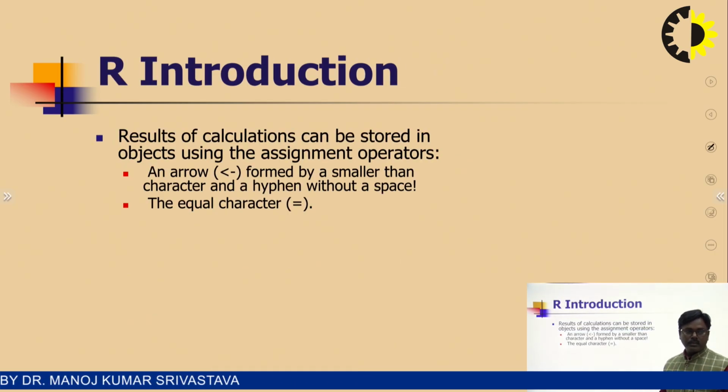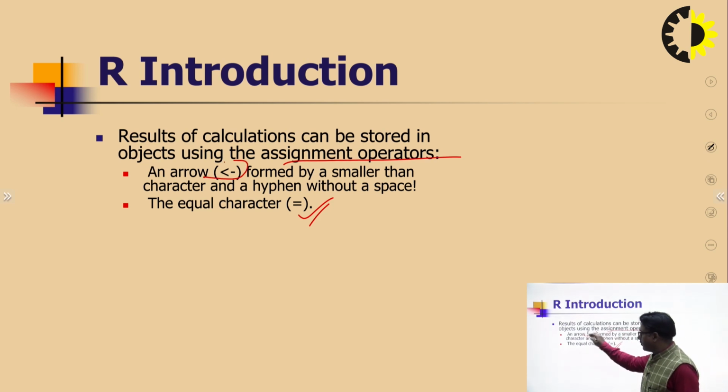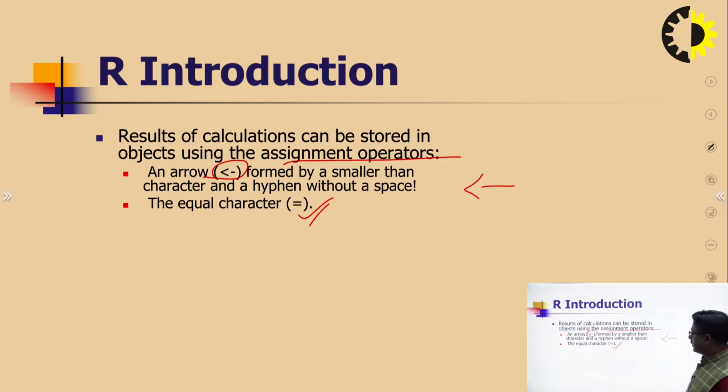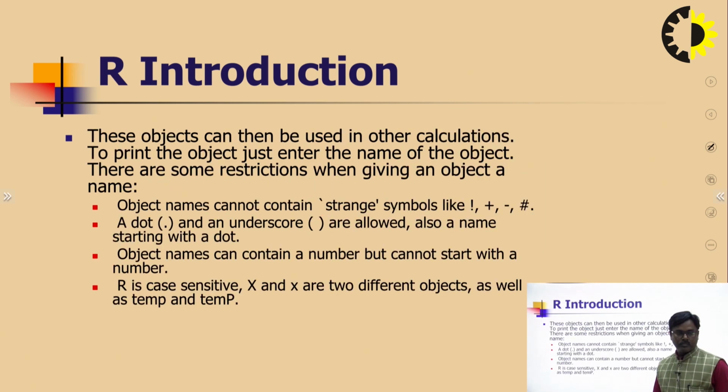Now results of calculations can be stored in an object using the assignment operator. This is very important. The equal character is an assignment operator. It is also a backward arrow, formed by a less-than character and a hyphen without a space. There is no space here. This operator represents the assignment operator, which is equivalent to the equal operator. Both can be used here. The objects can be used in our calculation. To print the object, just enter the name of the object.